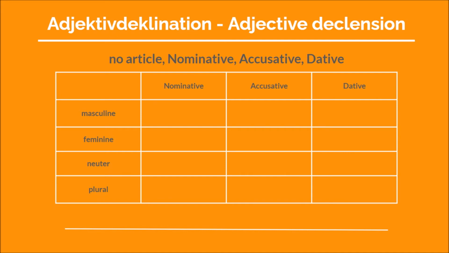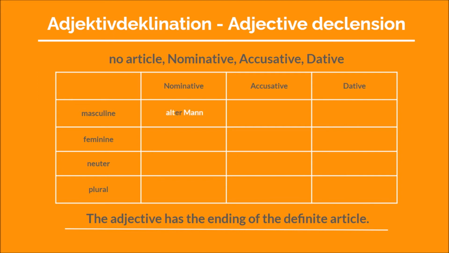Now we want to have a look at the adjectives that come in the different cases with nouns that have no articles. And here's one rule you can keep in mind: the adjective has the ending of the definite article. So remember, for the nominative nouns, we use for masculine nouns der, feminine die, neuter das, and plural die. Der, die, das, die. So let's have a look at nominative.